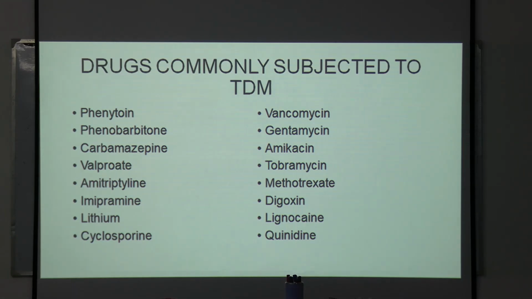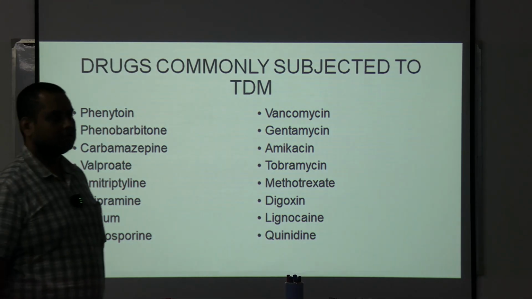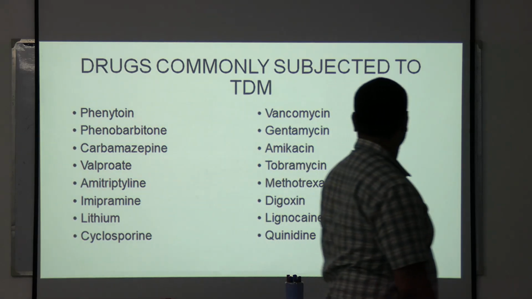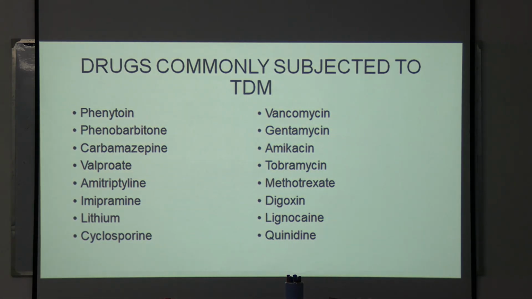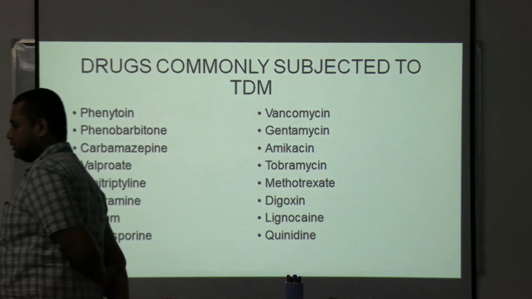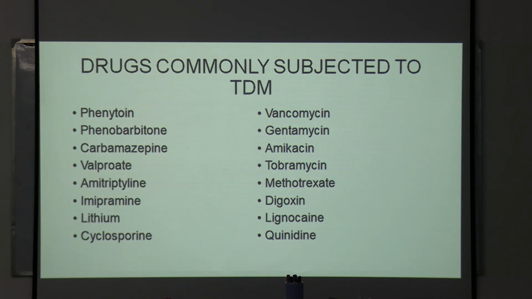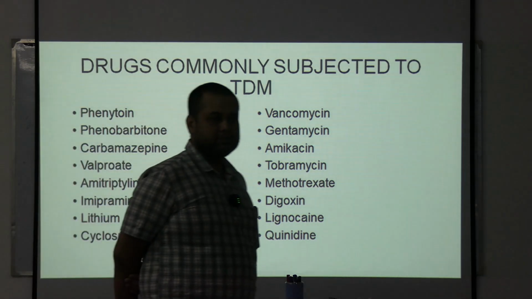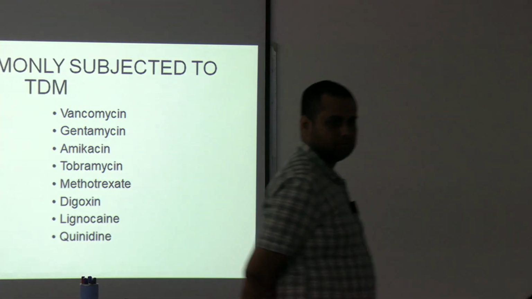So, drugs commonly subjected to therapeutic drug monitoring. What are they? All the antiepileptic drugs: Phenytoin, Phenobarbital, Carbamazepine, Valproate. The problem with these antiepileptic drugs is that you have to maintain the plasma concentration of the drug at a certain level. If the level falls, then that will lead to seizure. Okay? So the plasma concentration level has to be maintained.